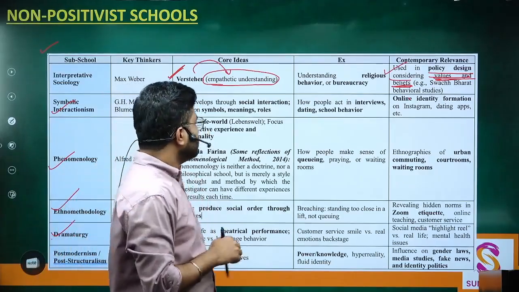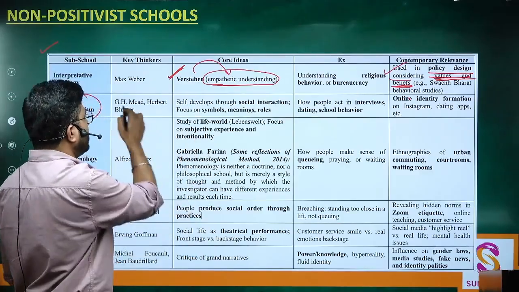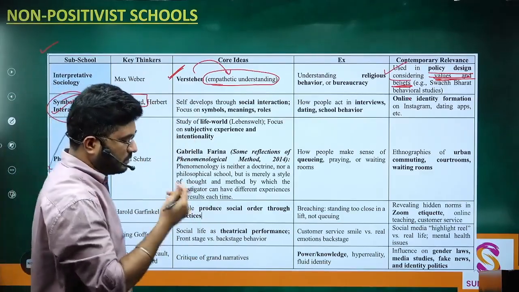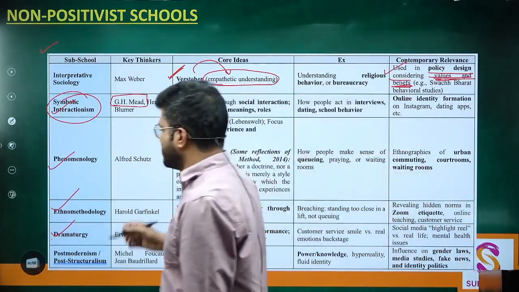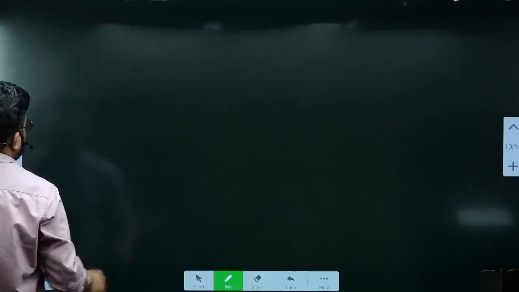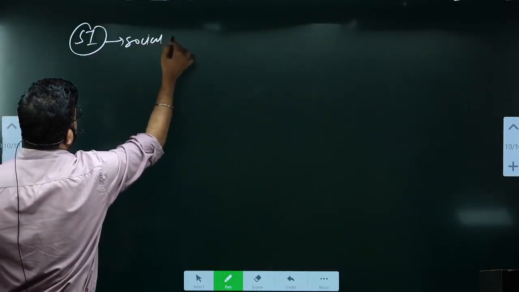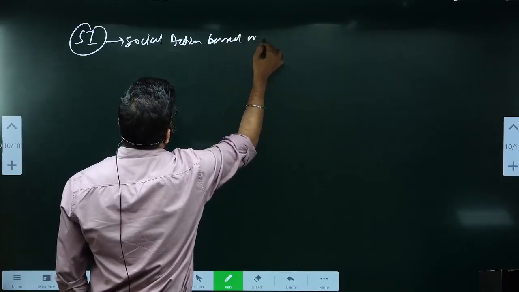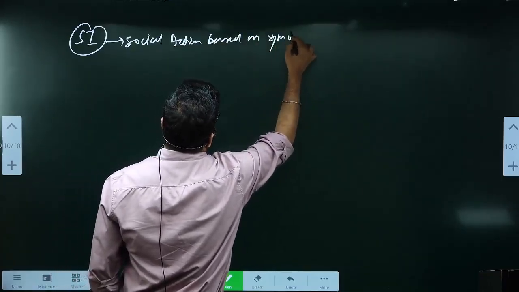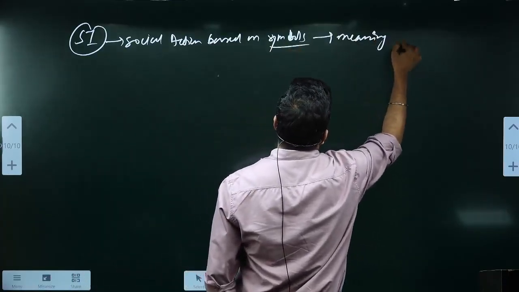Okay. Then the next is symbolic interactionism. Symbolic interactionism we will be dealing with in detail in sociological thinkers. It has been given by G.H. Mead. Now, what is this symbolic interactionism all about? The same thing which we have understood. Symbolic interactionism is nothing but that social action is based on symbols which we attach to get meanings of our action.